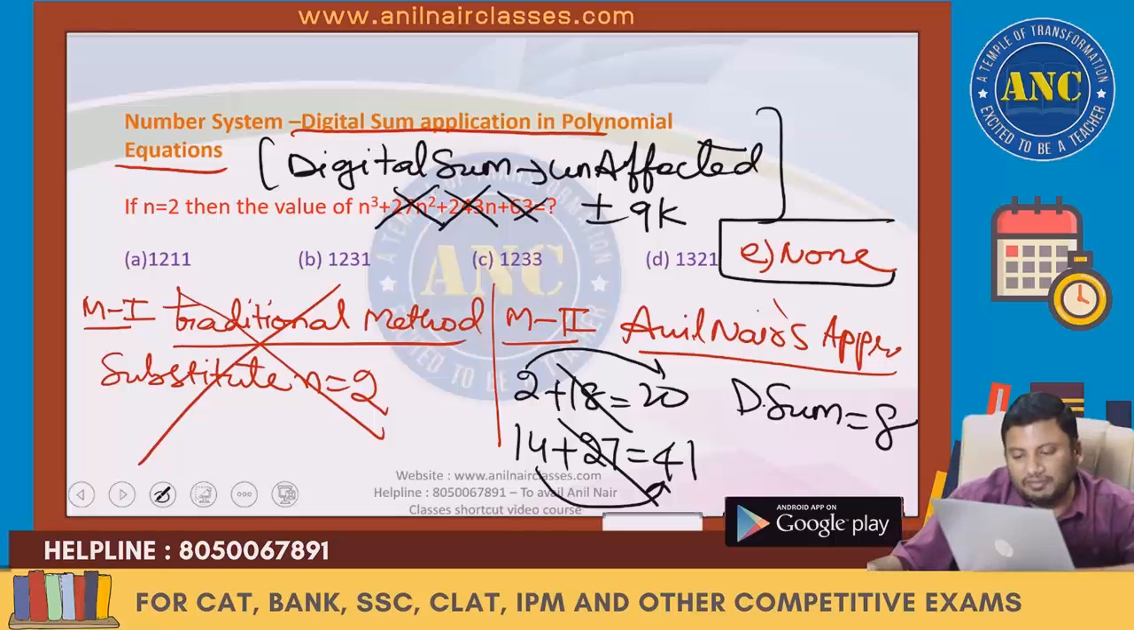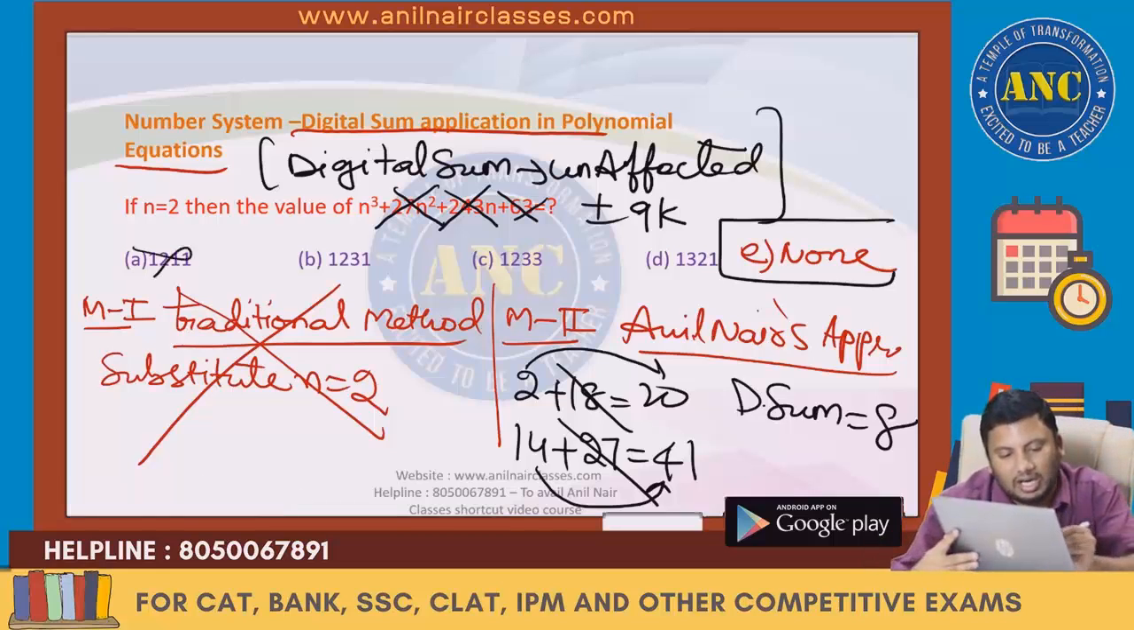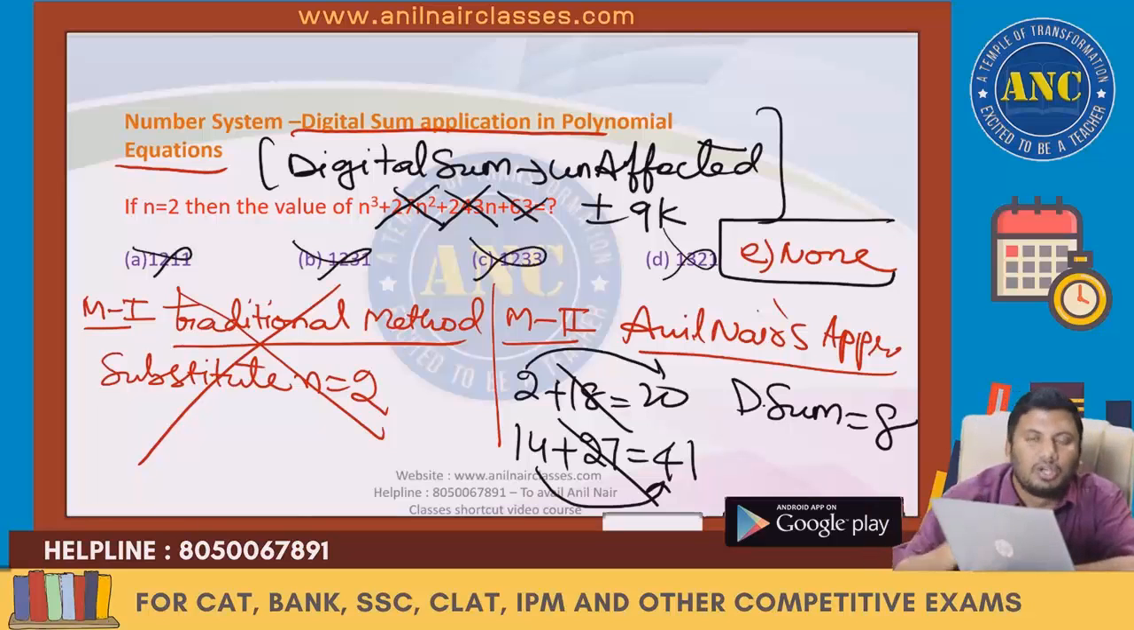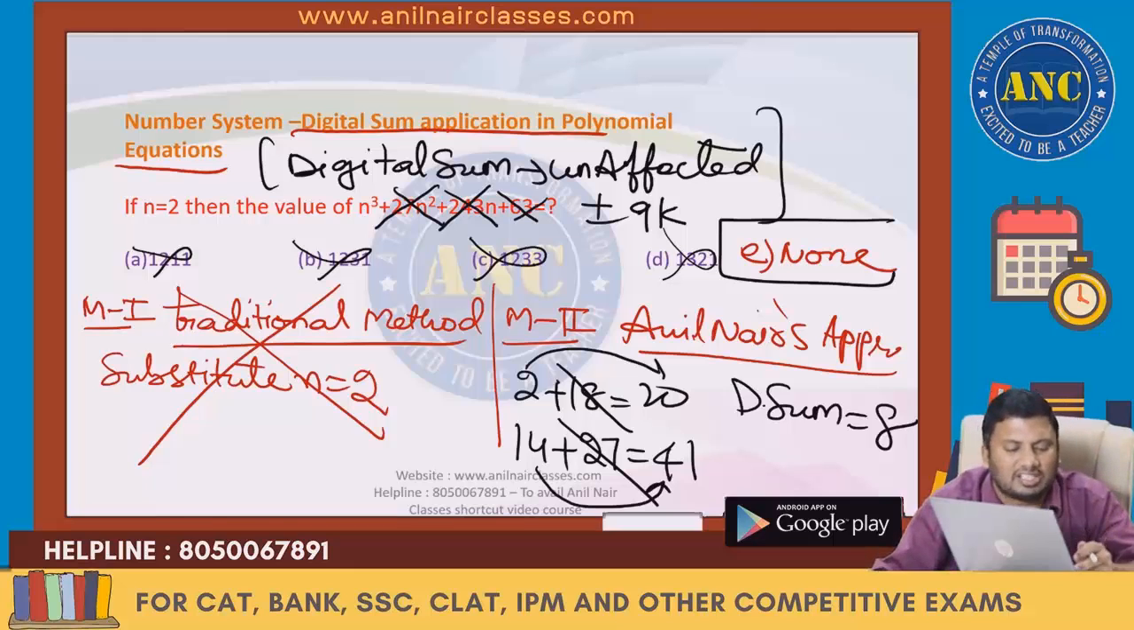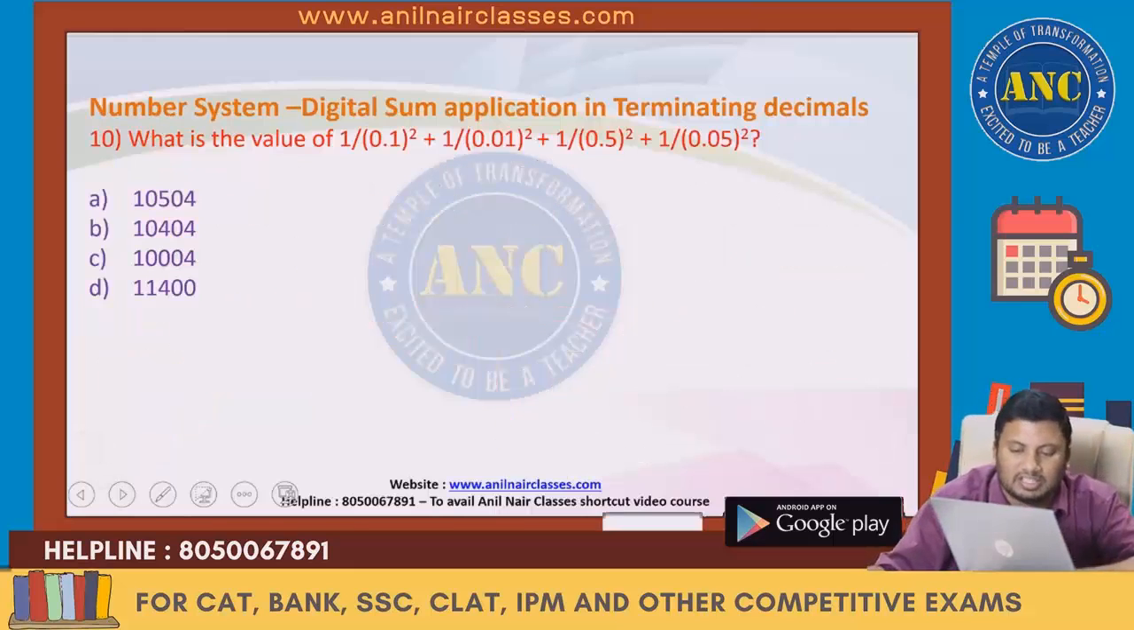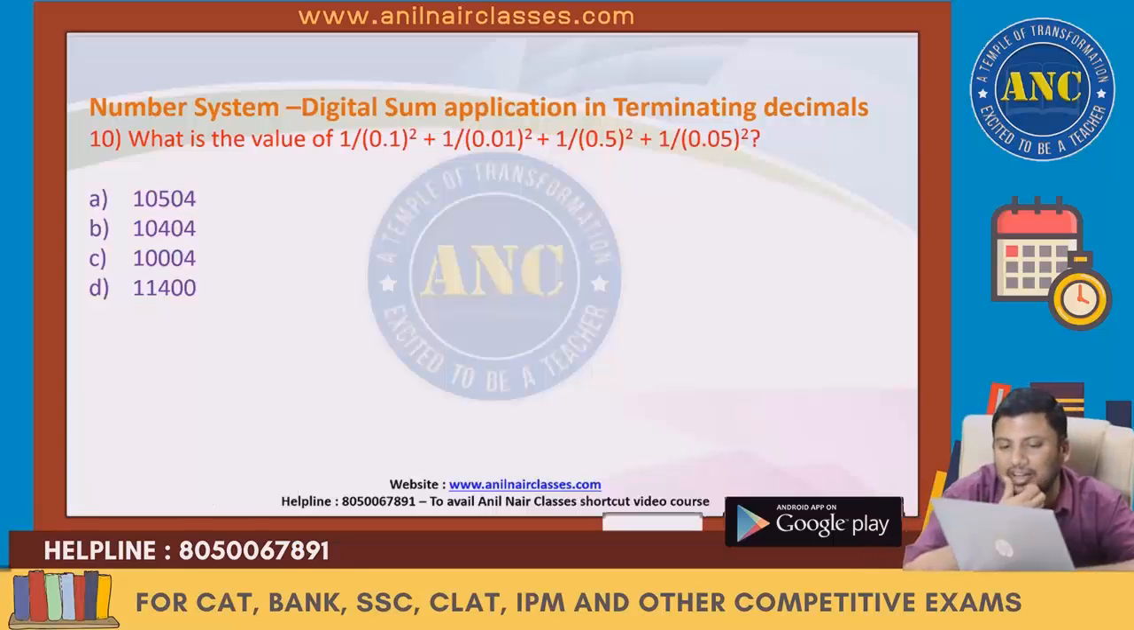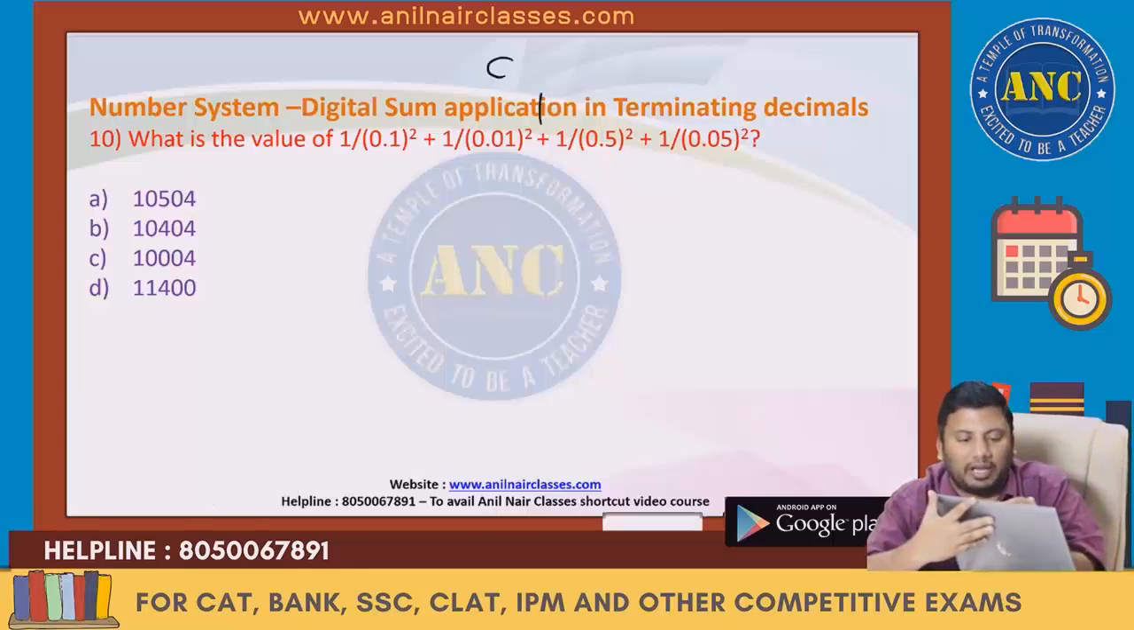So the digital sum for this question should be 8. None of them is giving you 8, so the answer is none of these. You can substitute n equals 2 and cross check. These are all easy questions, but you should know this idea. Now, this is a CAT replica question, sir.